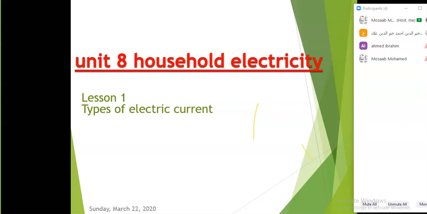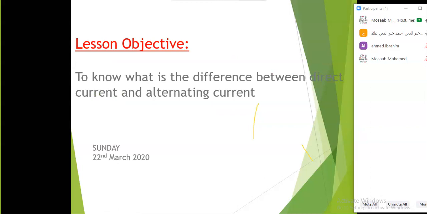Morning, everybody. This is our first unit called Household Electricity. Our first one consists of two lessons. Lesson 1, types of electric current. All I need you to know about this lesson, each one of you have to know types of electric current.